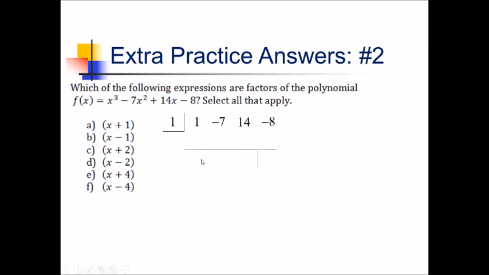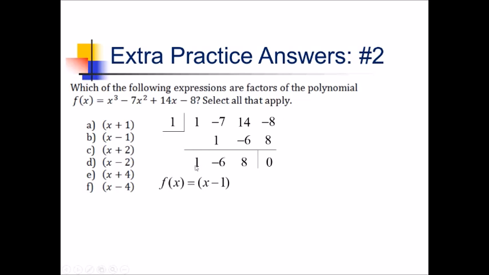So we've got 1 that's coming down here, times 1 is 1, plus -7 is -6, times 1 is -6, plus 14 is 8, times 1 is 8, and plus -8 gives us 0. So that one actually works, which means that x minus 1 is a factor of our polynomial.